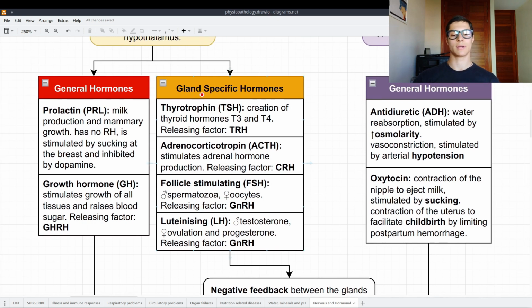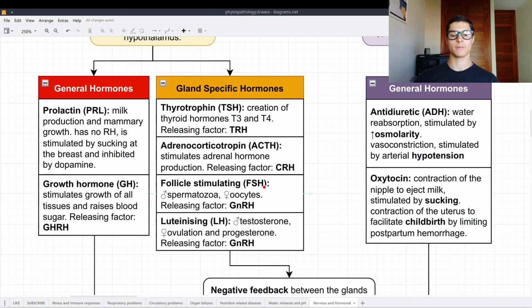Then we also have the gland-specific hormones, the thyrotropin, TSH, which creates the thyroid hormones T3 and T4 in the thyroid. Releasing factor, the TRH. Then we also have the adrenocorticotropin, ACTH, which stimulates the adrenal hormone production. Releasing factor, the corticotropin releasing hormone.